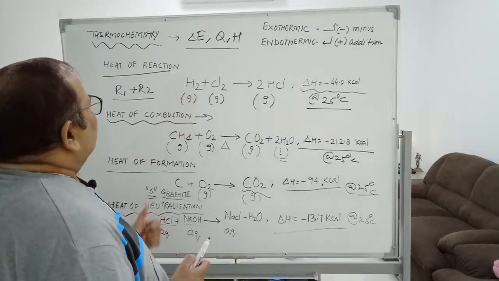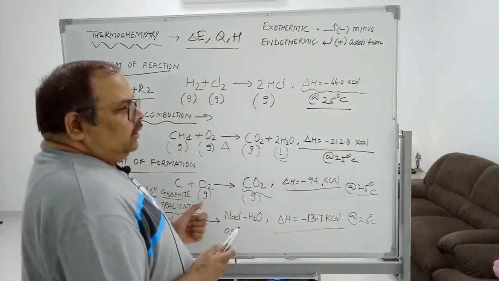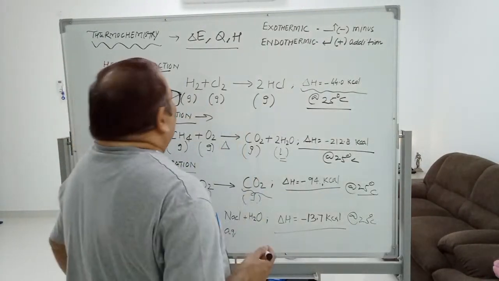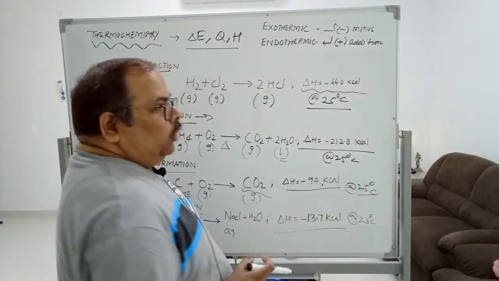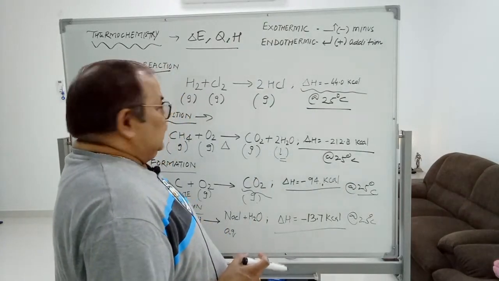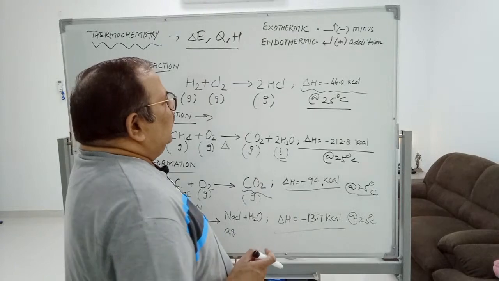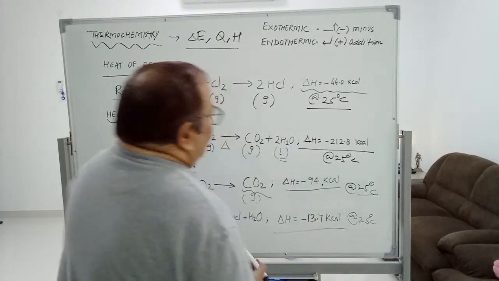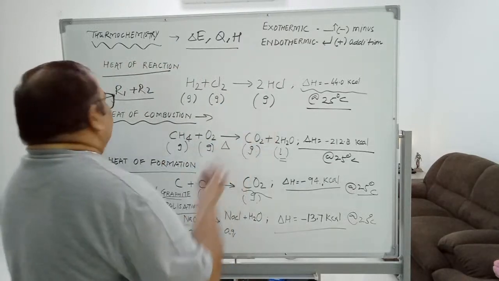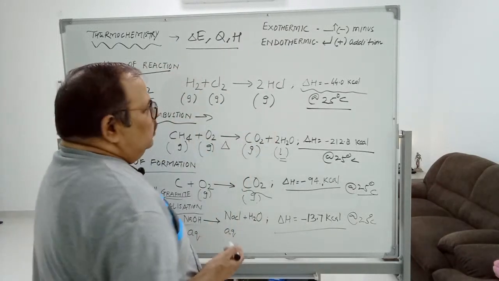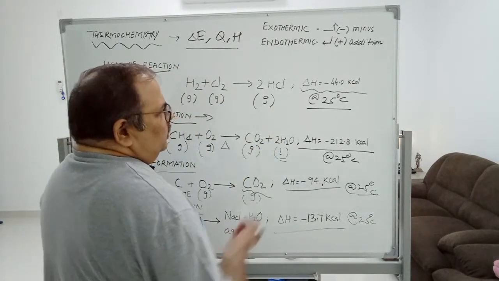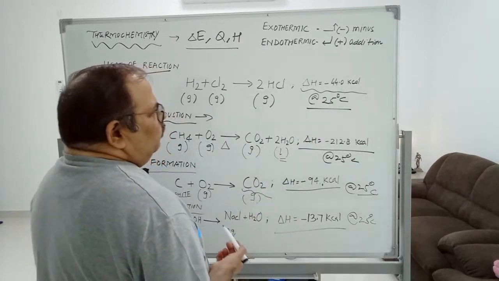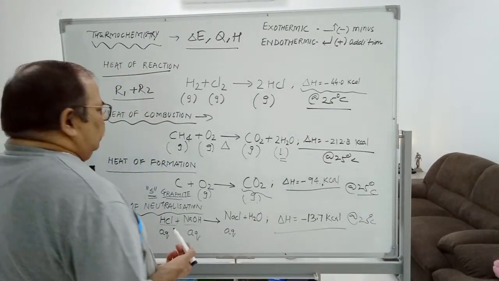So a definite volume of hydrogen and chlorine gas is reacted and it forms hydrogen chloride gas. The heat evolved is termed as heat of reaction. During this process of reaction, heat evolves, that is minus 44.0 kilocalorie at 25 degree centigrade.